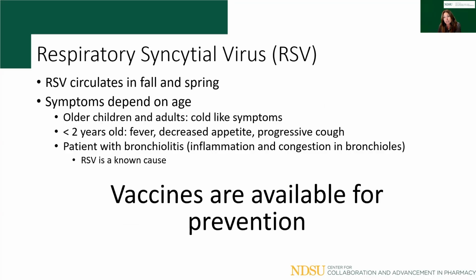RSV circulates in the fall and in the spring, and the symptoms often depend upon the age of the patient. Older children and adults really have cold-like symptoms. Less than 2, they sometimes present with fever, decreased appetite, and a progressive cough. Patients that have bronchiolitis or inflammation and congestion of the bronchioles, RSV is a known cause of that. And then there are vaccines out there for prevention as well.